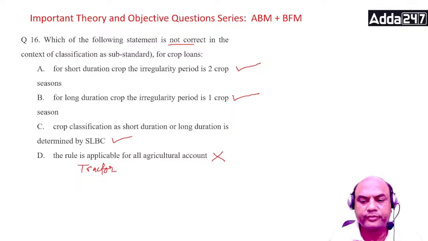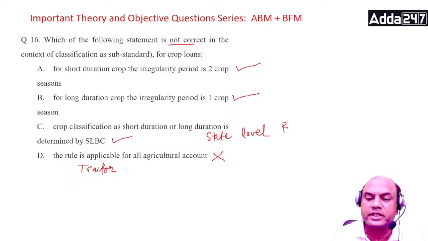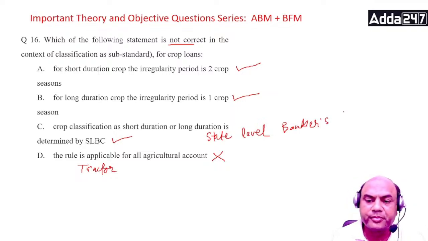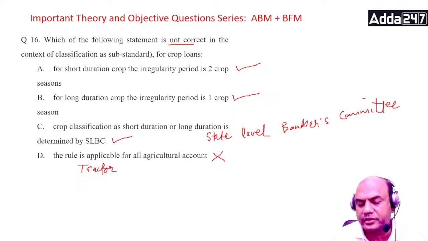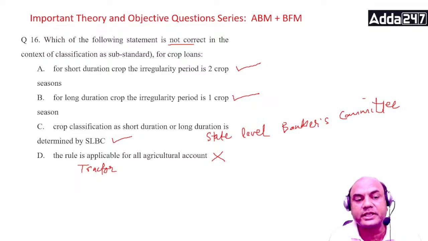Okay. So now the question in your mind might be, what is SLBC? SLBC, okay, State Level Bankers Committee. So this Bankers Committee gives the list of the crop duration, short or long, okay, and then it forwards it through RBI to all of the banks. Okay. So State Level Bankers Committee, this is the meaning of SLBC.